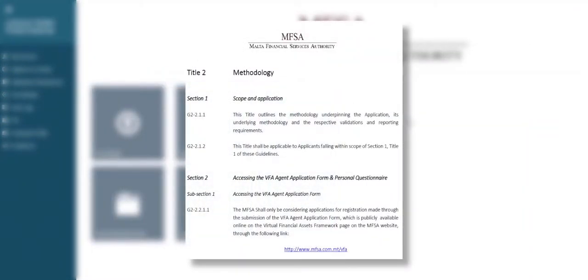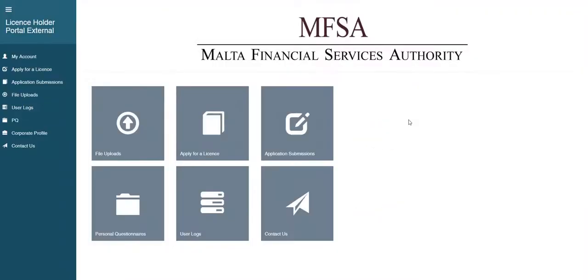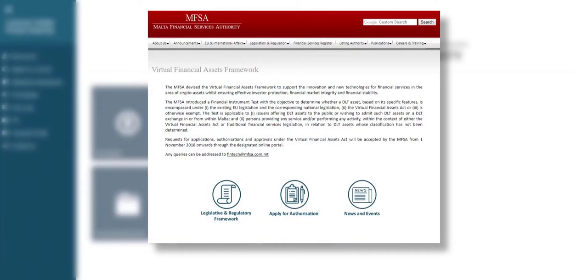The applicant should make reference to Title 2 of Chapter 1 of the VFA Rulebook, the corresponding glossary of terms, and the guidance note to the VFA agent application for the entire registration process. These may be accessed in the dedicated section on the MFSA website relating to the Virtual Financial Asset Framework.